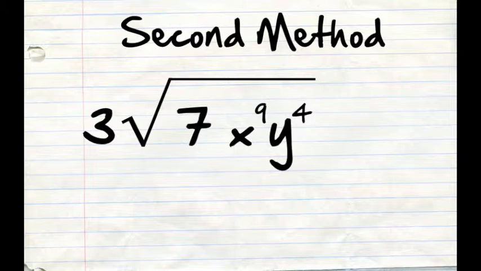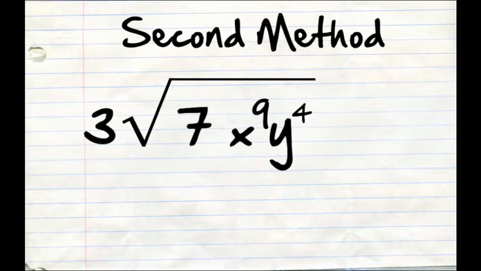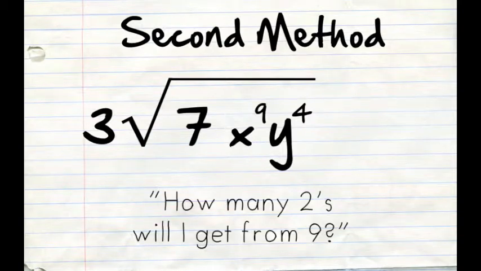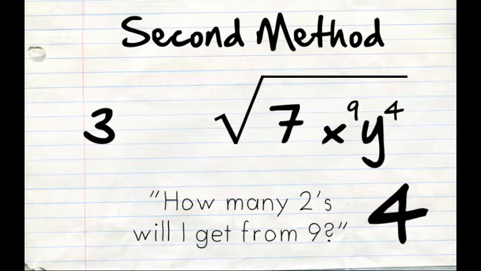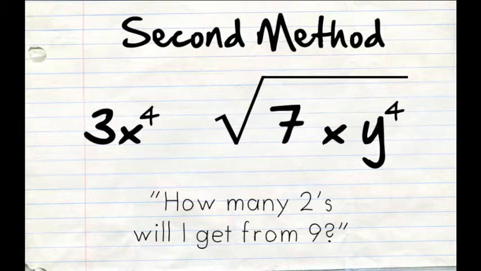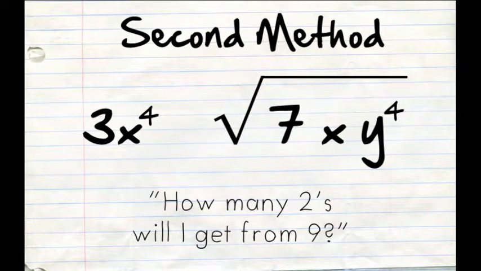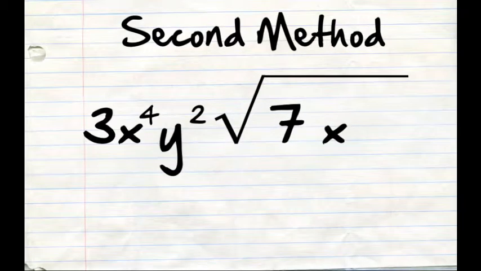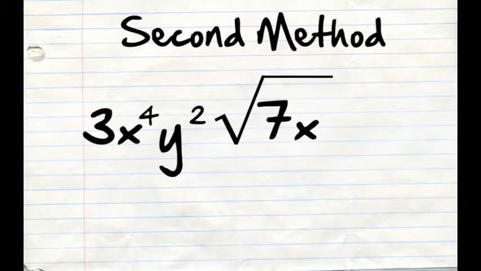Next, for the variables. The first is x raised to 9. Since the index is 2, we have to ask ourselves, how many 2's will I get from 9? The answer is 4, but we still need 1 for it to be x raised to 9. We now write x raised to 4 outside of the radical along with 3. The next variable is y raised to 4. Again, we ask ourselves, how many 2's will I get from 4? The answer is 2. Since there is no remainder, we will just write it together with the numbers outside the radical sign.